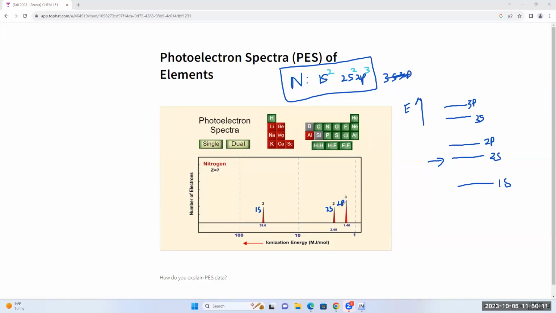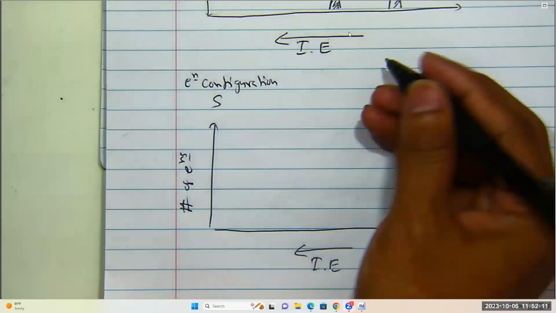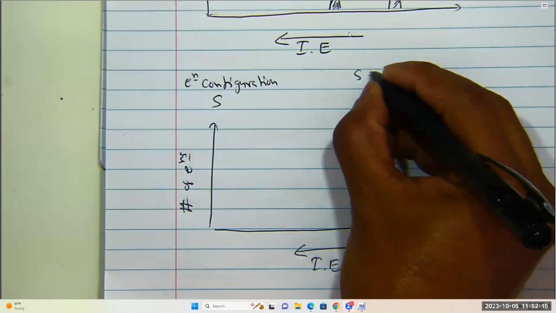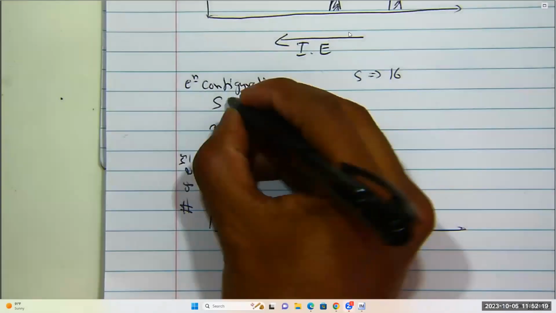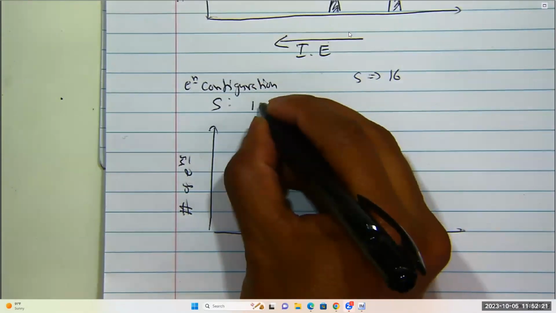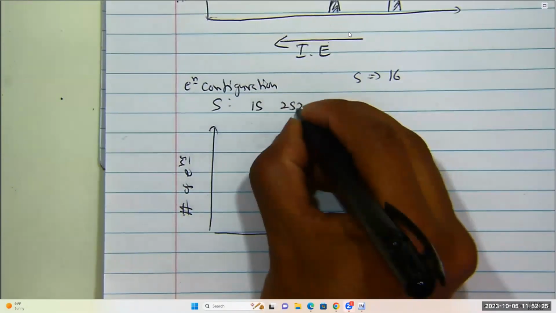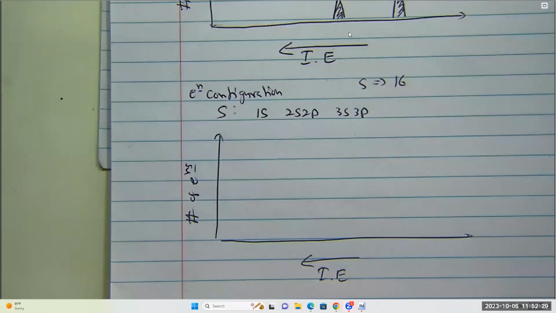Let's draw the electron spectrum of sulfur. Sulfur has 16 electrons. That's the atomic number of sulfur from the periodic table. Now when we fill the electrons, we will first fill the electrons to 1s, then 2s, then 2p, then 3s, then 3p, and so forth.